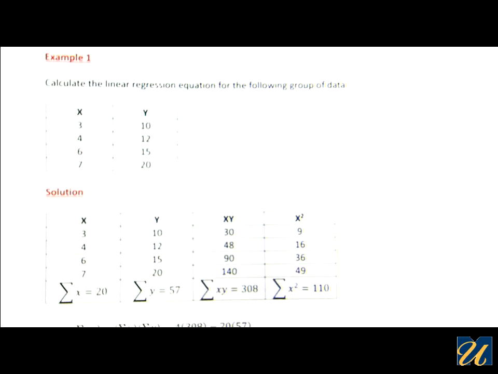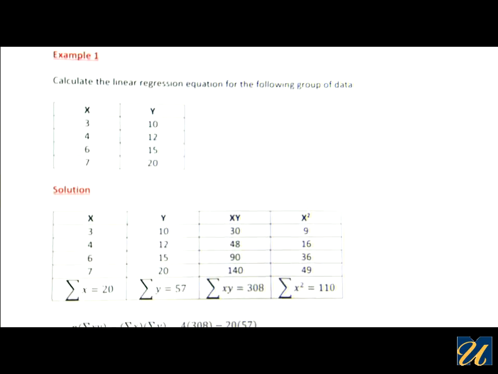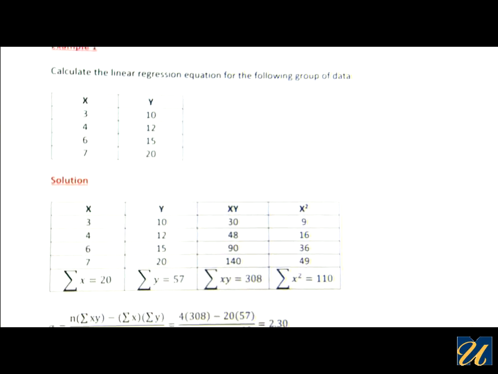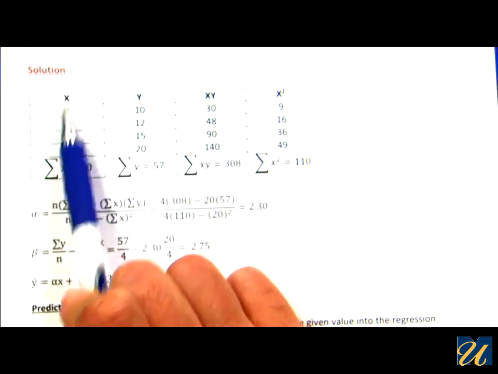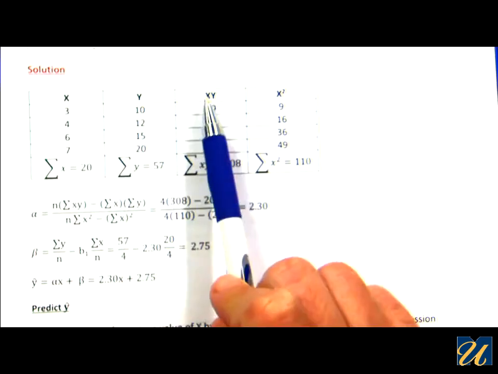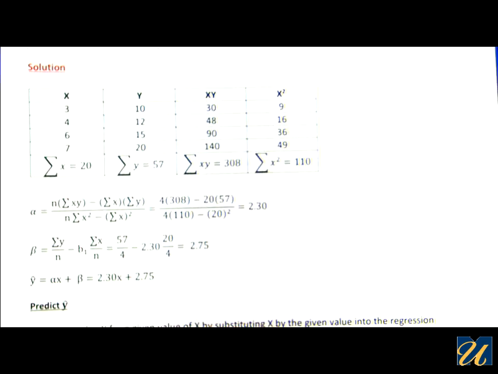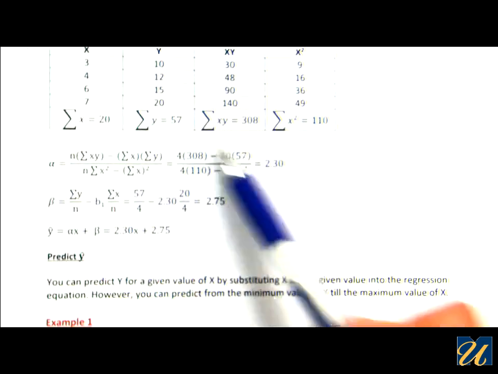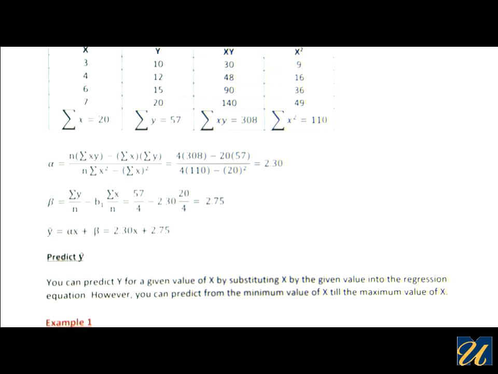Let's look at this example. Calculate the linear regression equation for the following group of data. You have your x values, you have your y values. If you were to use the formulas given to you, once again, you create this table where you have your x, your y values, the product of x times y, and the square of the x values. And all you really need to do is substitute these values in the formulas given to you.